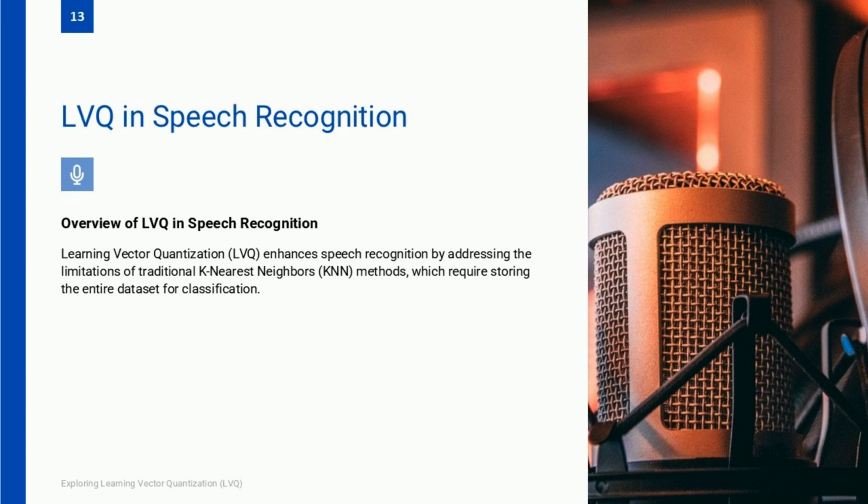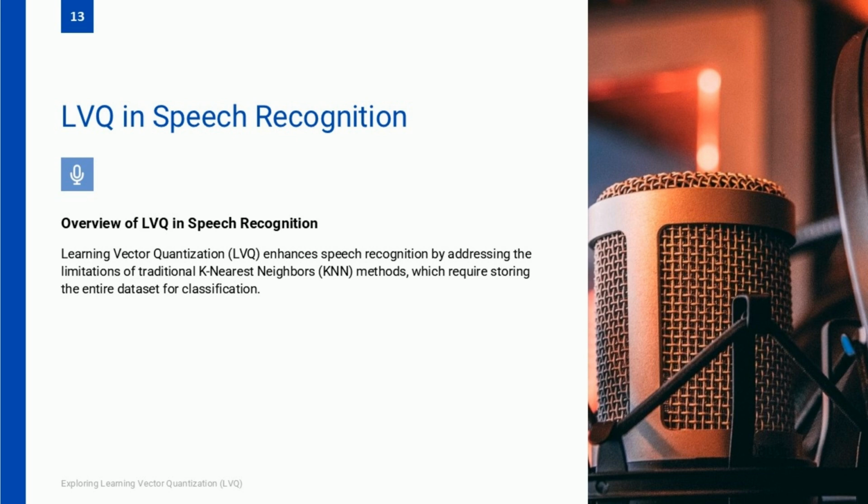Now let's take a step back. How do humans recognize speech? If someone says your name in a crowded room, you instantly recognize it, even if there's background noise, different accents, or people talking over each other. That's because your brain doesn't memorize every single word you've ever heard. It learns patterns, recognizes familiar sounds, and ignores irrelevant noise. That's exactly what LVQ does for speech recognition.